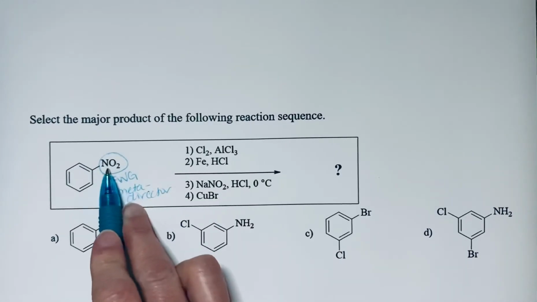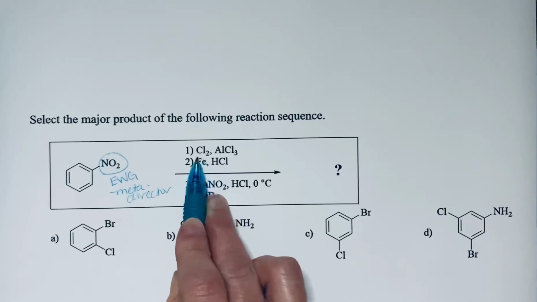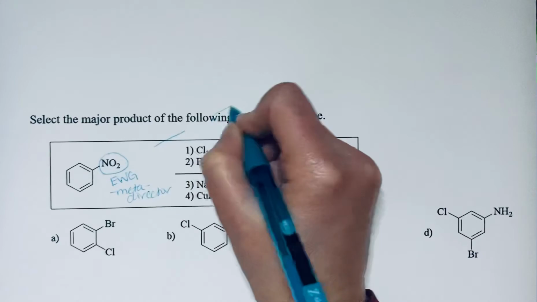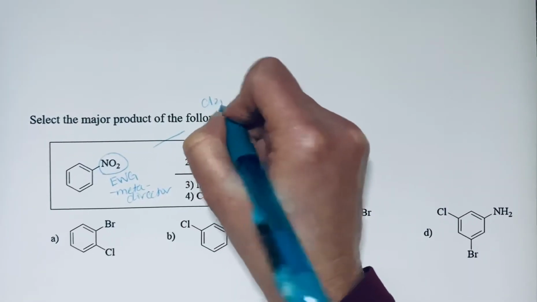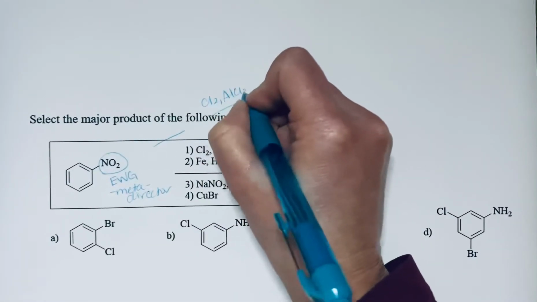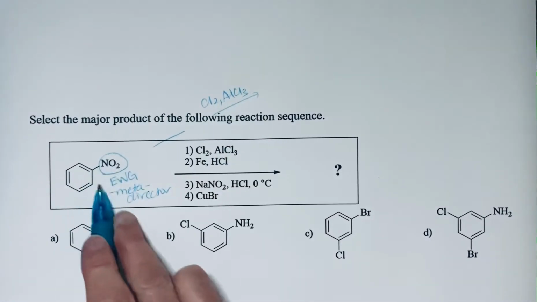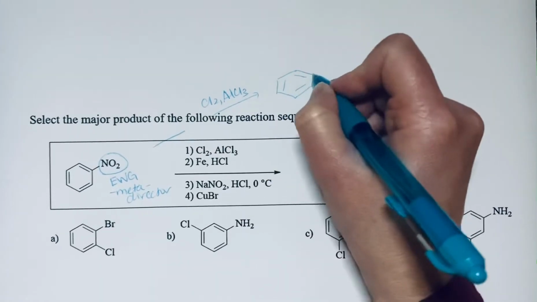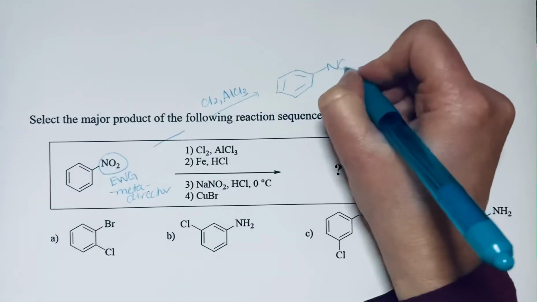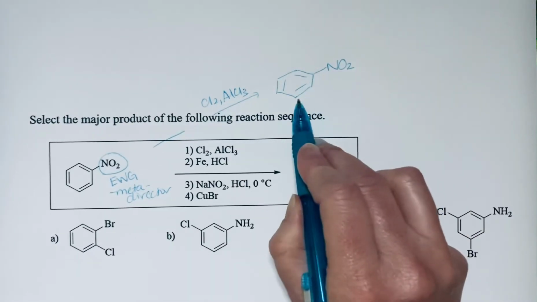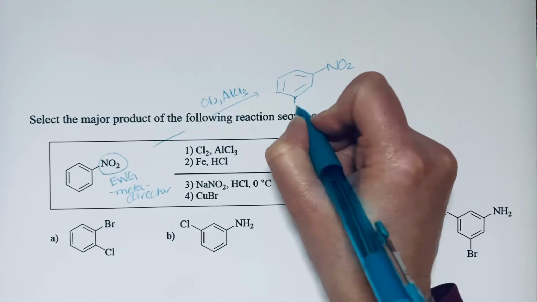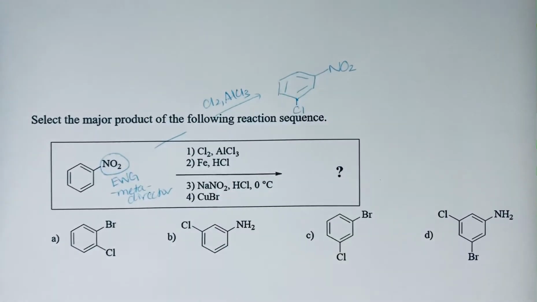That means that the incoming electrophile, which it appears is going to be chlorine, these are chlorination conditions, will be directed to go to a meta position. So the product from this first step with the chlorine and the aluminum trichloride is that we're going to add a chlorine meta to that initial nitrobenzene that we started with. So we have nitrobenzene. We have two meta positions, one here and one here. It doesn't matter where we draw the chlorine. So I'm going to draw it here. I could have just as easily put it on the other meta position and it would be the same product.